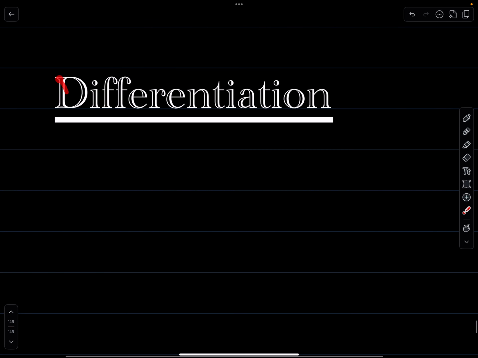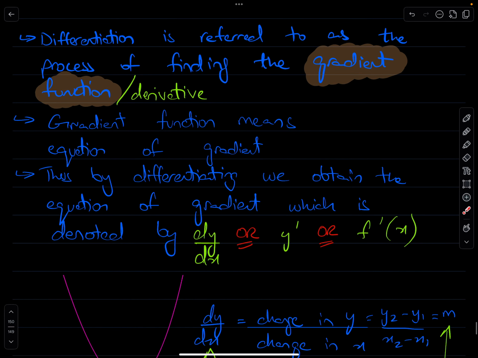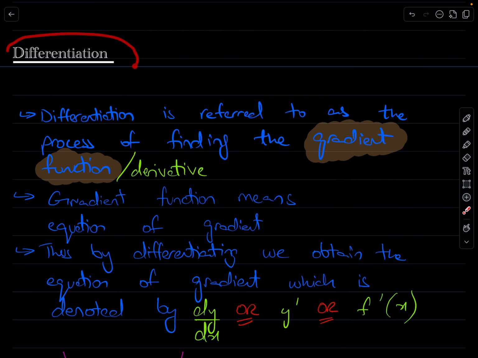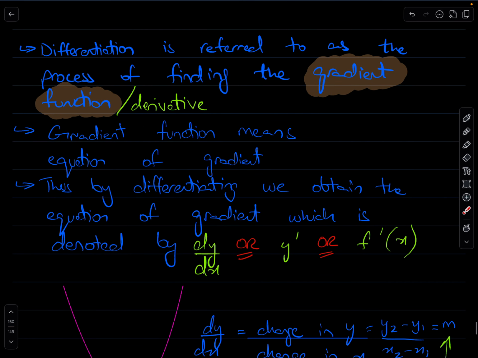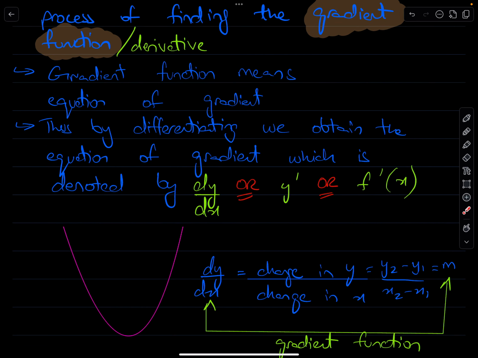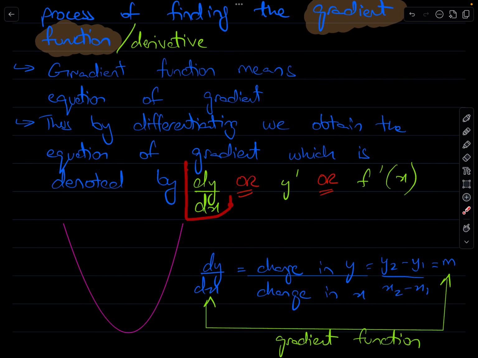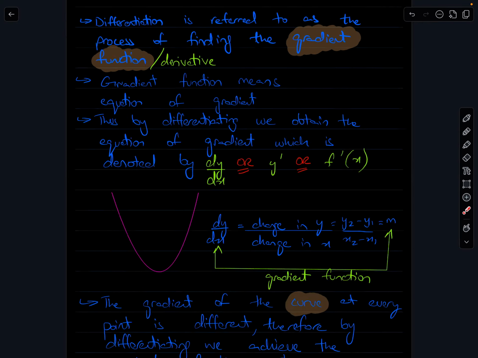So differentiation in simple terms is the process of finding the gradient function, or in other words commonly referred to as the derivative. When we differentiate, our aim is to find the gradient or the gradient function. So we obtain either dy by dx, or y dash, or f dash x. These are three different ways to represent the derivative.